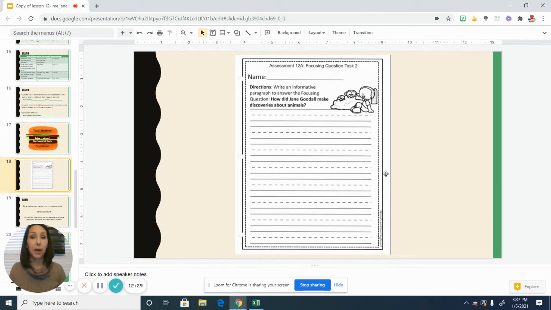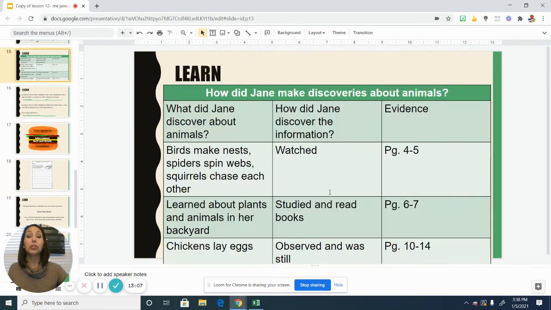So either watching them in the backyard, studying about them in books, observing and sitting still to wait for the chicken to lay the egg. Any of those two, you could use two or three if you'd like to include an additional detail, but we want to try to have at least two. Topic sentence, at least two details written into complete sentences, and then our conclusion. Again, something like, Jane Goodall learned about animals, right? So feel free to use the sentence frames to help you with the topic sentence and the conclusion, and then use the chart here to help you come up with your details, okay?